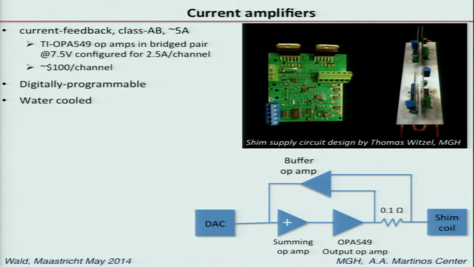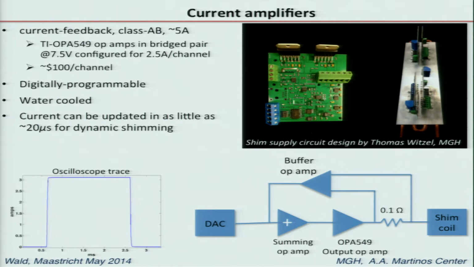Then of course we need a shim amplifier. So we built some shim amplifiers. These are current feedback loops. They're linear devices. They cost about $100 a channel to build. They're digitally programmed. There's an ADC on board. They're water cooled. They generate a lot of heat, but they can be switched fast. In about 20 microseconds, we can switch on the current in one of these loops. That's what we need for slice by slice shimming.